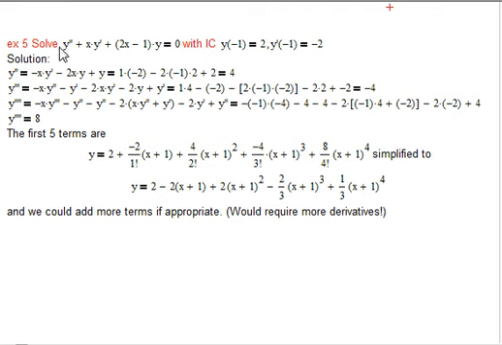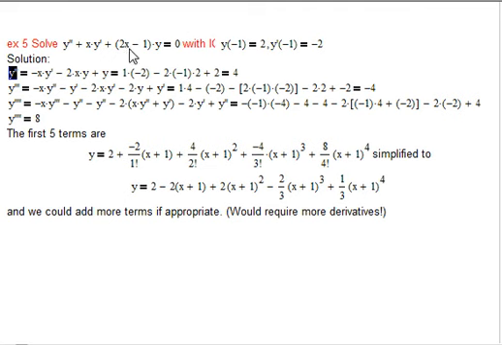So here's another one. y double prime plus x y prime plus (2x minus 1) times y equals 0. We got some initial conditions: y of negative 1 is 2, and y prime of negative 1 is negative 2. So that means if we're going to try to solve this, we're going to need a number we can put into our Taylor series for y double prime.